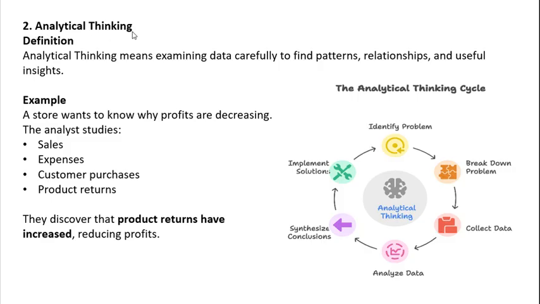Second is analytical thinking. Analytical thinking means examining the data carefully to find the patterns, relationships, and useful insights. For example, a store wants to know why the profit is decreasing. The analyst studies the sales expenses, the customers' purchases, and the product returns. They discover that the product returns have increased, reducing the profit.